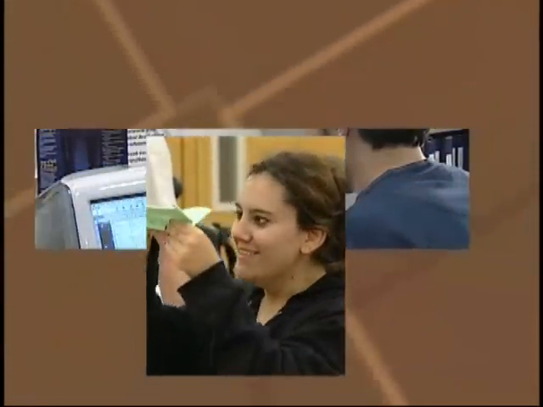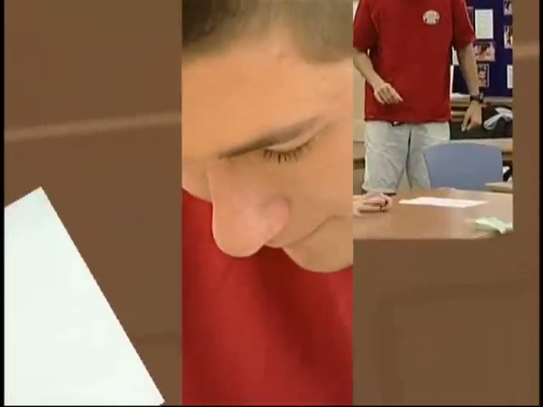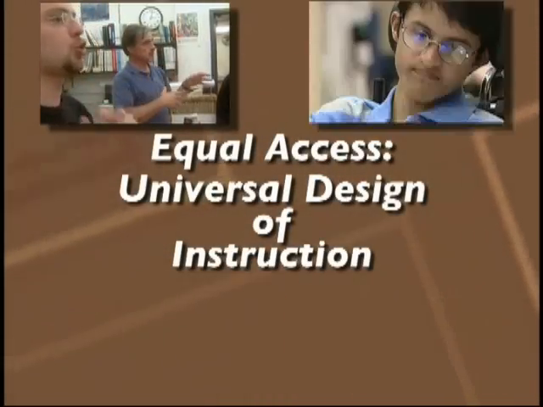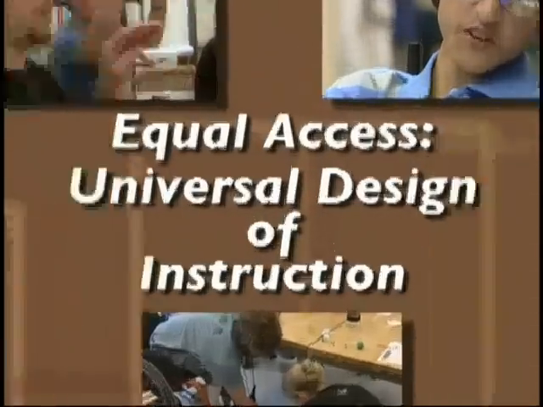Rectangles move across the screen. Various scenes slide past, including a student at a computer, a young woman building a paper airplane. A dark-haired student tosses his paper airplane and it lands on a desk. Someone reads a braille document and a man signs. The screen reads, Equal Access, Universal Design of Instruction, with our host.